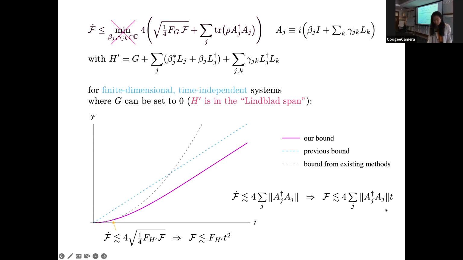So by comparison, prior work gives this looser linear bound in blue, which obviously doesn't capture the initial quadratic growth. I've also plotted the best bound we can get if we try to use existing methods to derive an initial quadratic bound, but you'd only end up with this gray bound here, which is the same quadratic at all times.